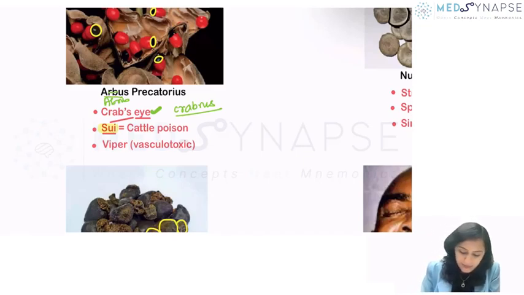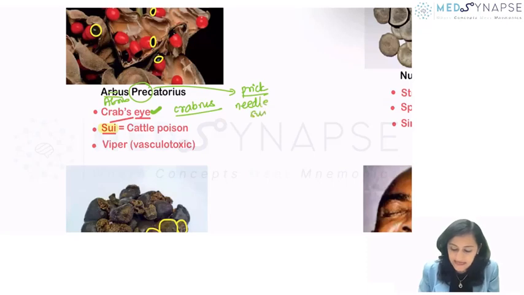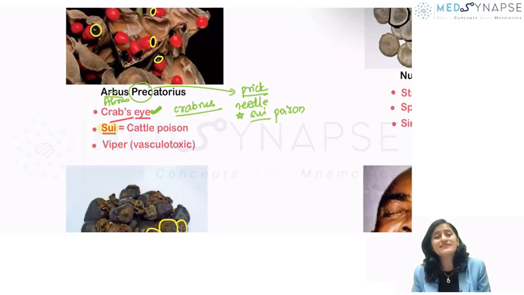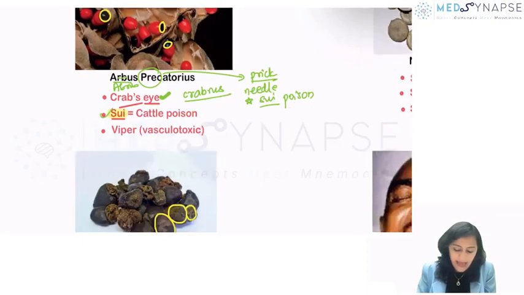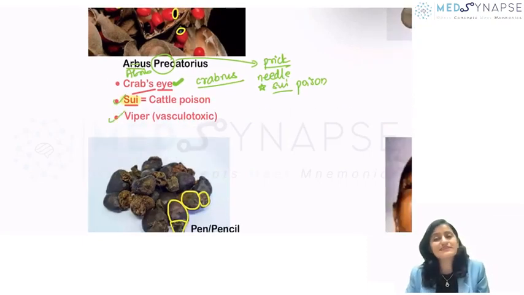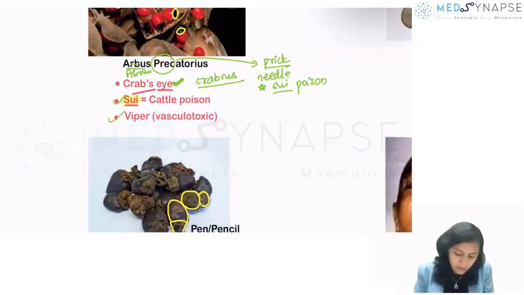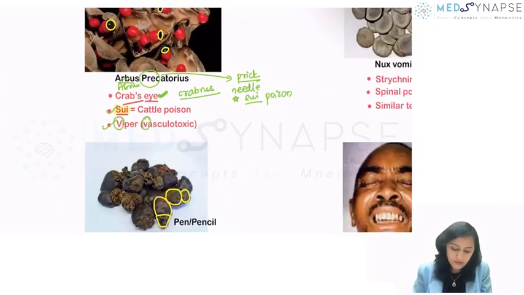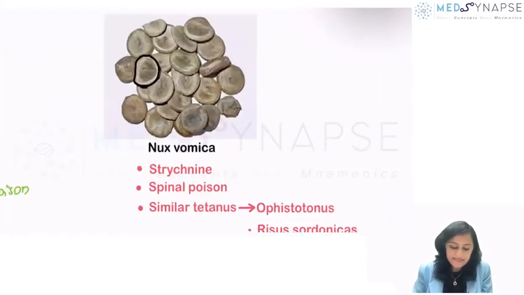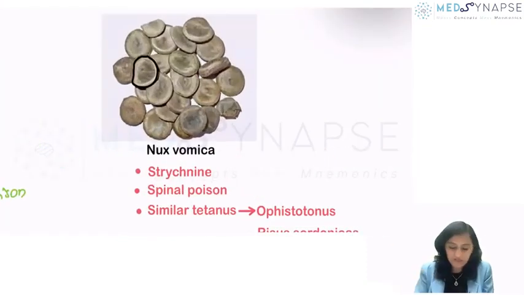And precatorius, the other point to remember here, precatorius is prick. That means this is used as a needle, that is sui poison, a very frequently asked question. It is used as a sui, that is a cattle poison. Abrus poisoning resembles viper. We know that viper venom is vasculotoxic. So remember, abrus resembles viper. It is vasculotoxic.